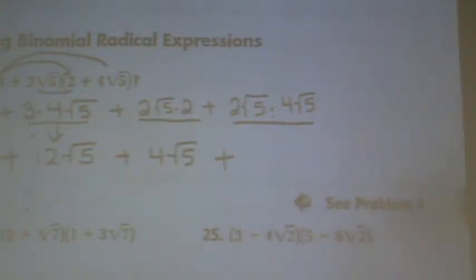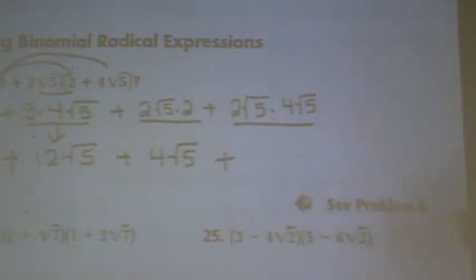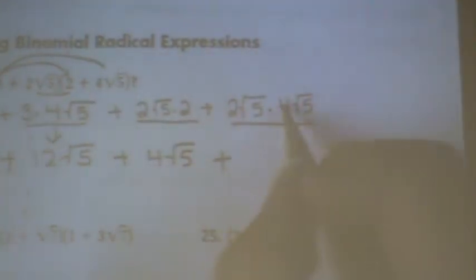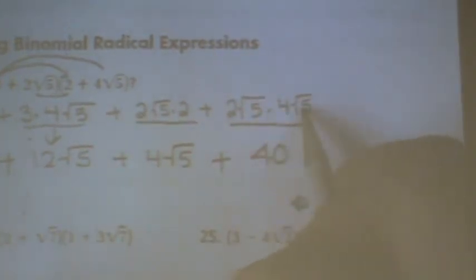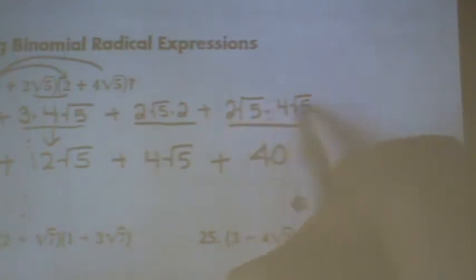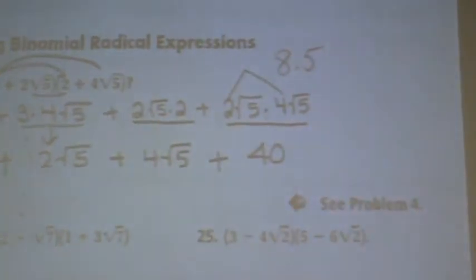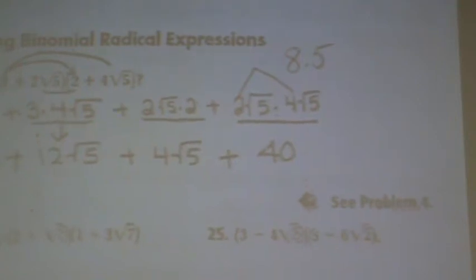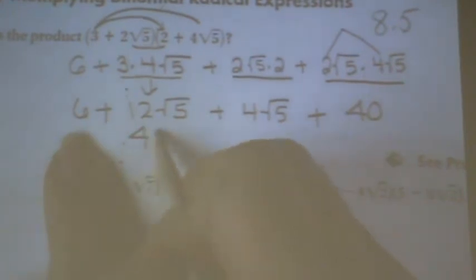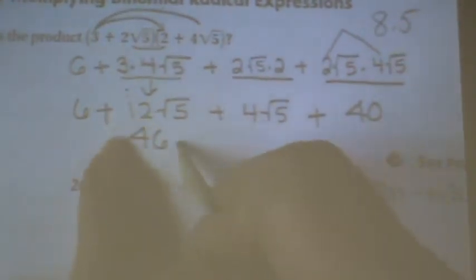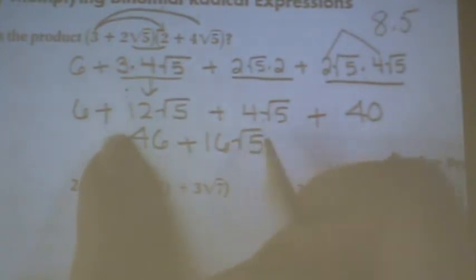Yeah, you got it, 40. 2 times 4 is 8, and then you got a couple of these, so one comes out, 8 times 5 is 40. You get it? Okay, now what can we simplify? 40 and 6 is 46, and 12 root 5 plus 4 root 5 is 16 root 5.